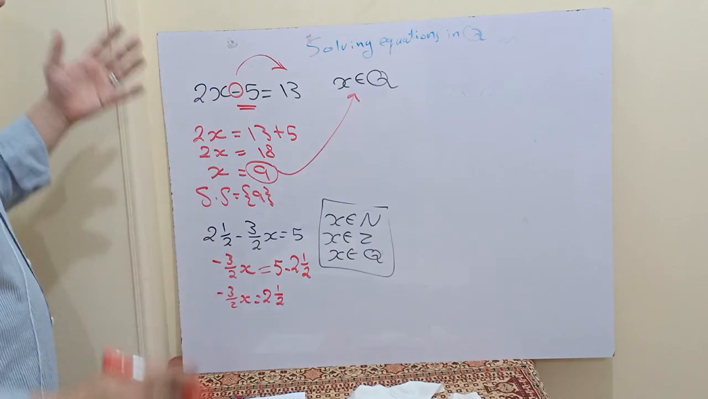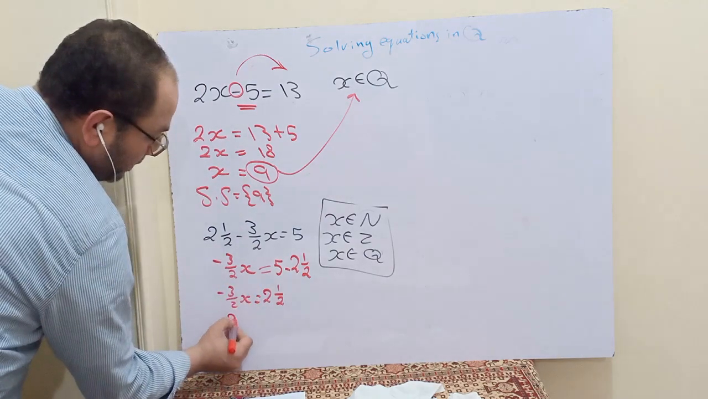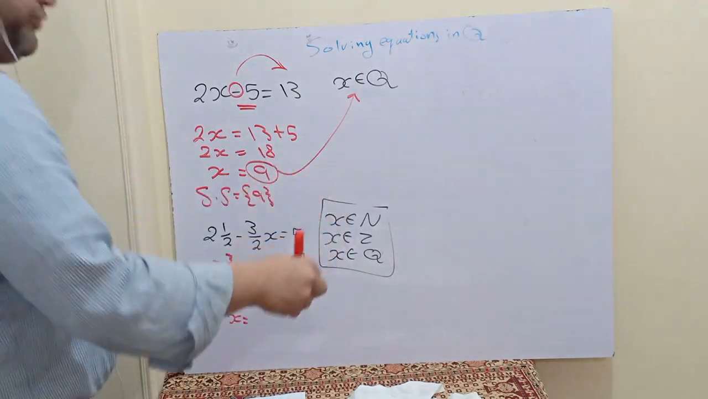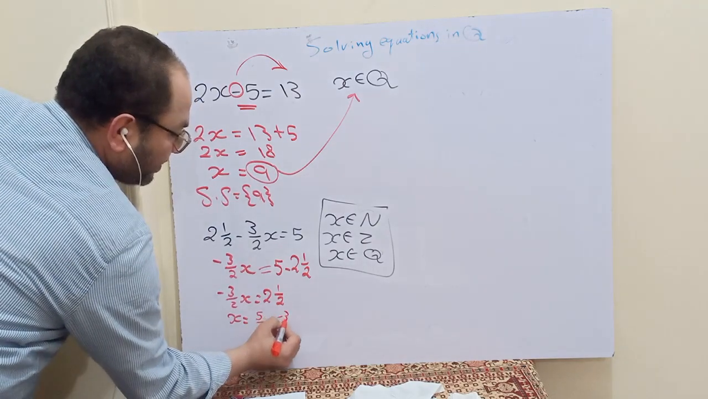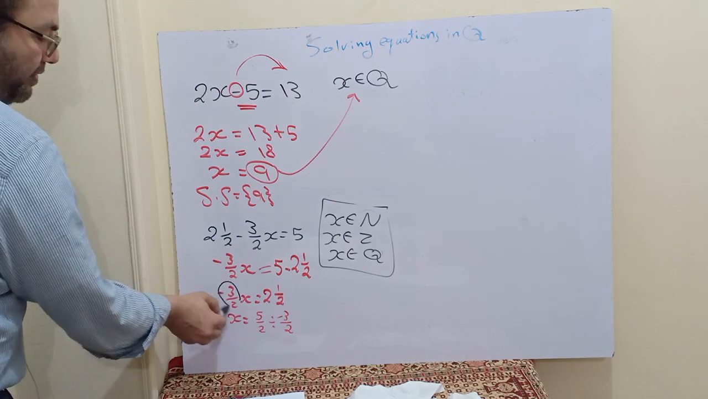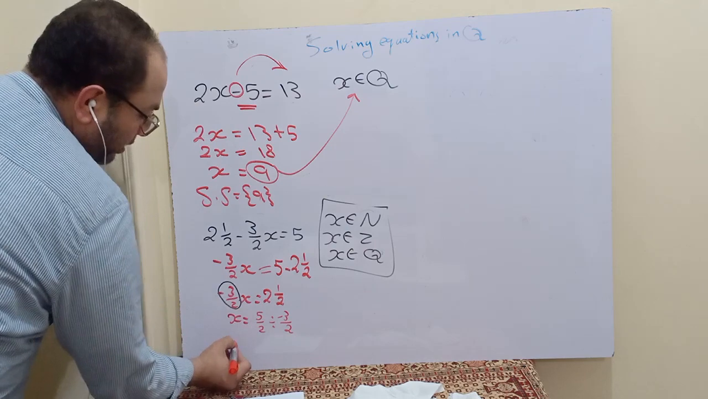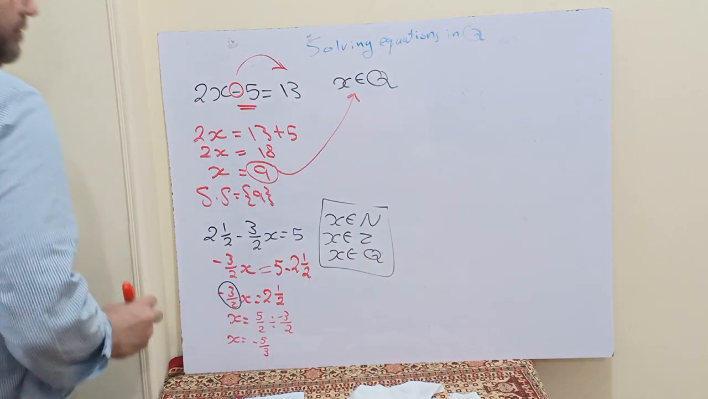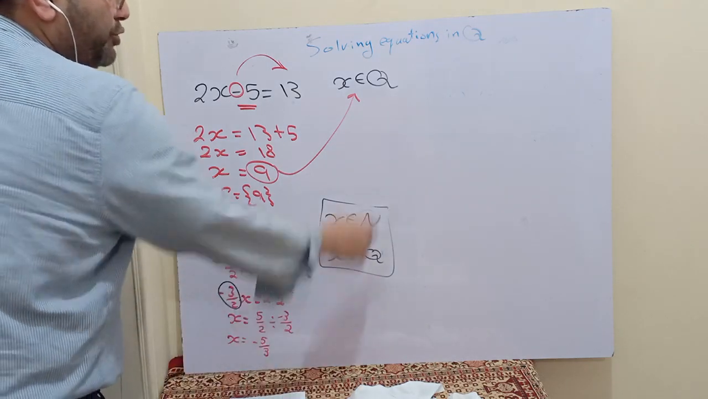Okay. Now, how to get the value of x? x equals 2.5, and 2.5 equals 5/2, divided by -3/2, the coefficient of x. Divided by the coefficient of x. Then x equals -5/3.